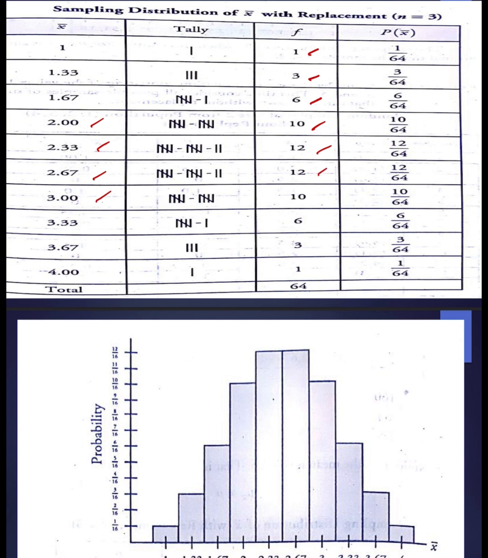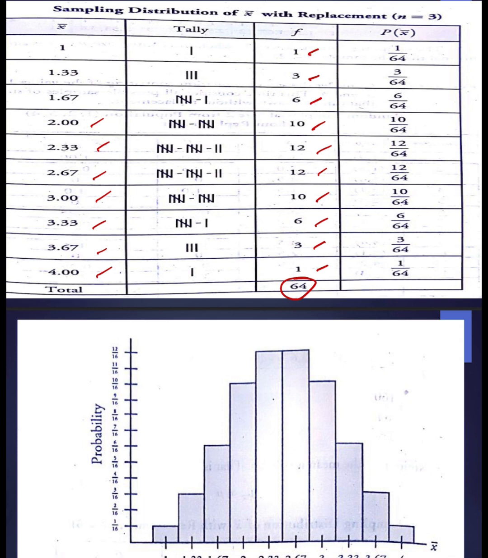A sample mean of 3, there are 10. A sample mean of 3.33, there are 6. A sample mean of 3.67, there are 3. And a sample mean of 4, there is 1. When we add this, of course, the total is 64 observations. Now, let's get the probability.